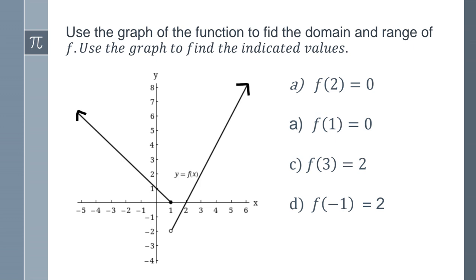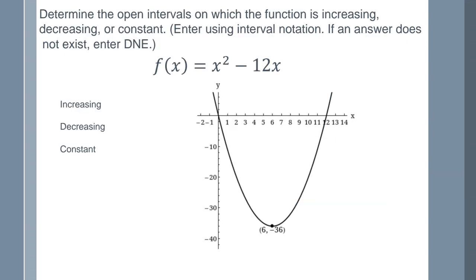Now we're going to look at increasing, decreasing, or constant. We want to know when this graph is increasing and decreasing. You want to go from left to right. So if we're going from left to right this way, then we can see that the graph is decreasing from here, and then it starts to increase. So we want to know when this happens, on what interval.